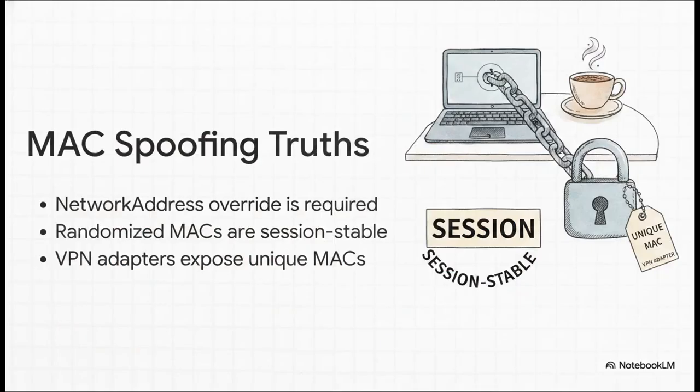And even if you do spoof your MAC address, the realities just aren't perfect. While you can override your MAC via the network address registry key, a randomized Wi-Fi MAC is completely stable for the duration of a session. Once you connect at a coffee shop or an airport, that randomized MAC tracks everything you do for that entire session. Furthermore, if you use a VPN, those virtual adapters often expose their own consistent MAC addresses, which can easily be identified by their specific manufacturer.